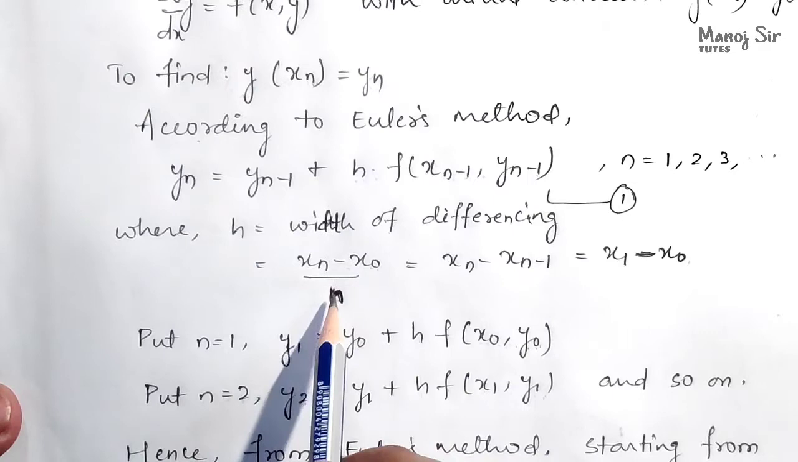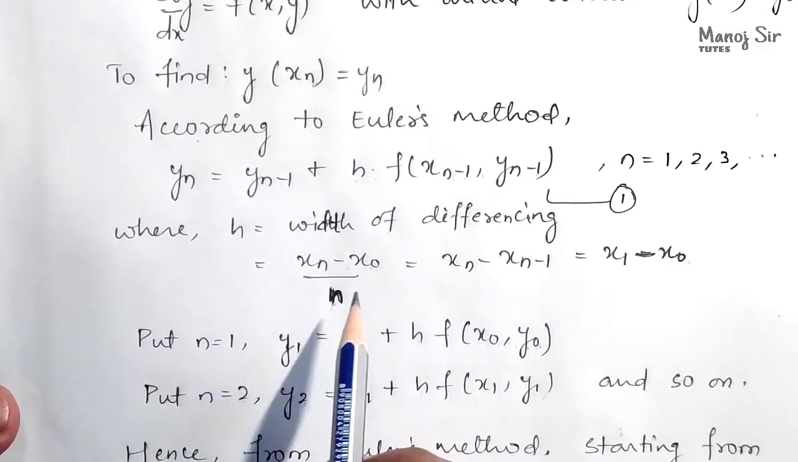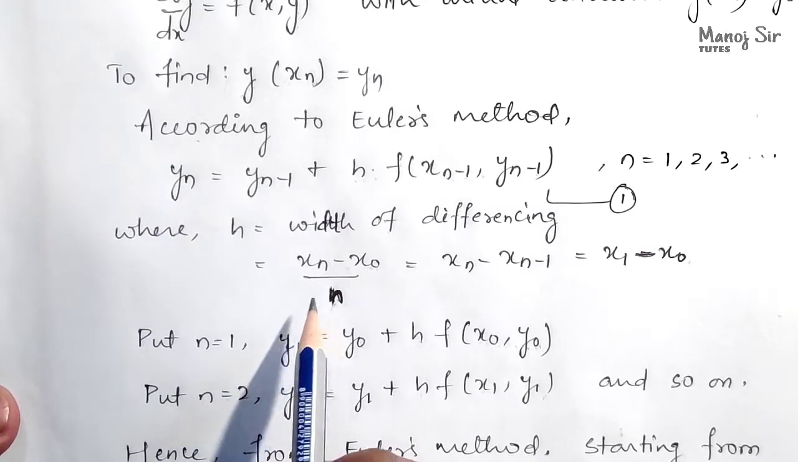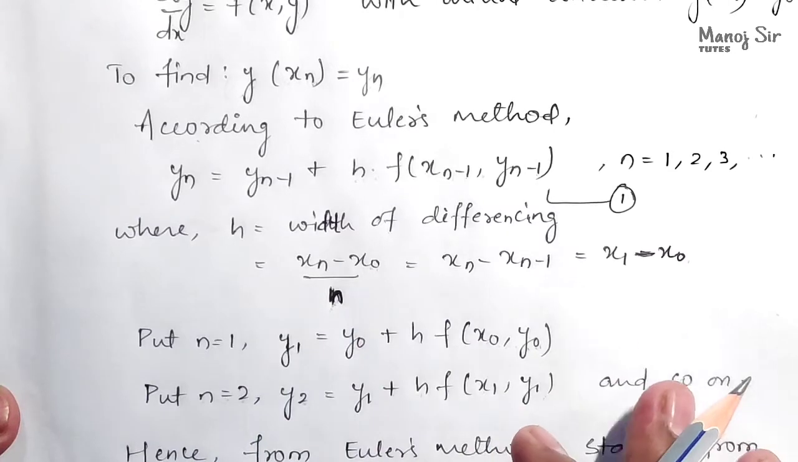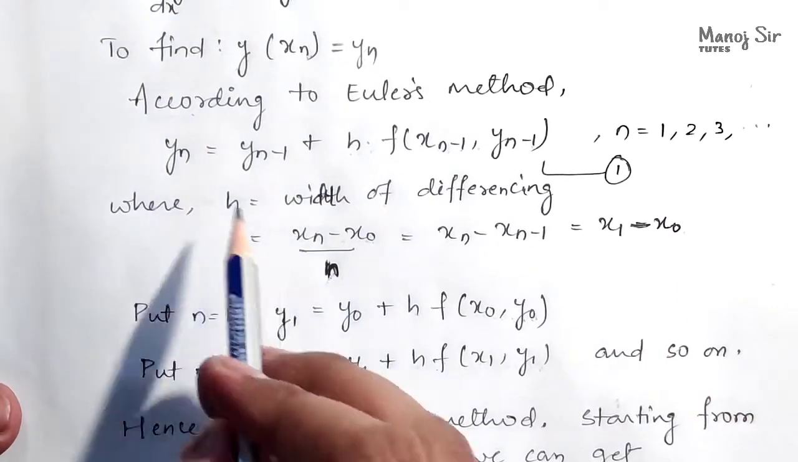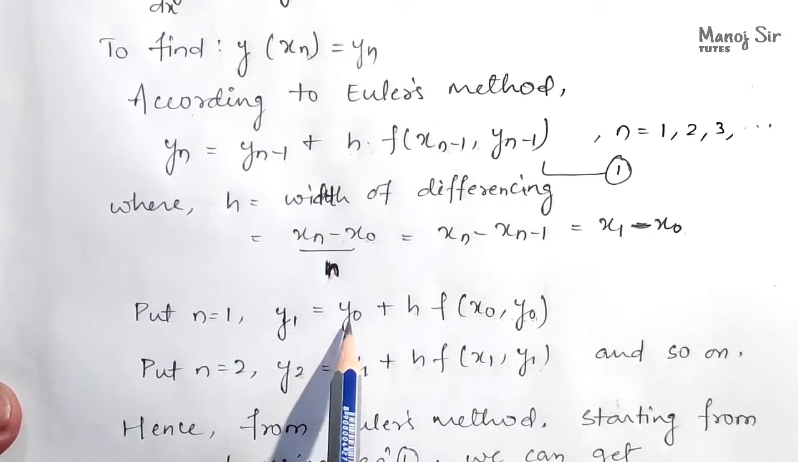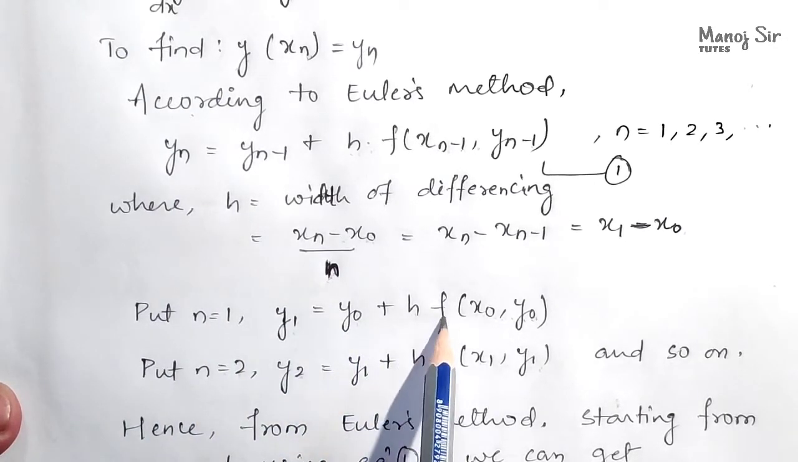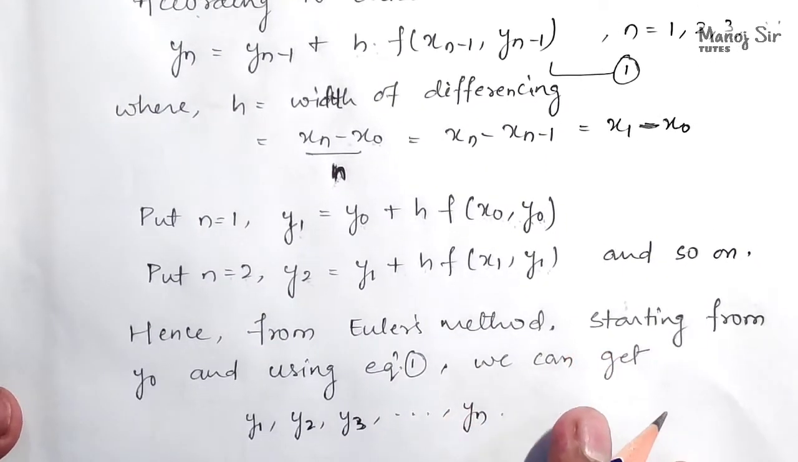If you want to increase the accuracy of the approximate value of y, then simply take n as a larger number. Now if you put n equals 1, then y1 equals y naught plus h into f of x naught comma y naught. Similarly, if you put n equals 2, y2 becomes y1 plus h into f of x1 comma y1. Similarly, you can find y3, y4, y5.